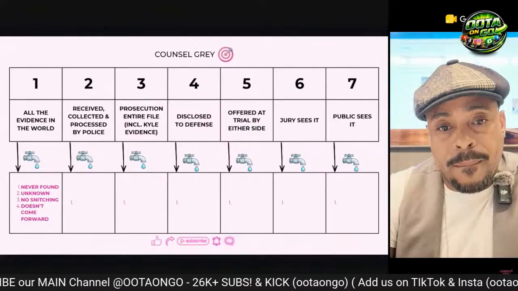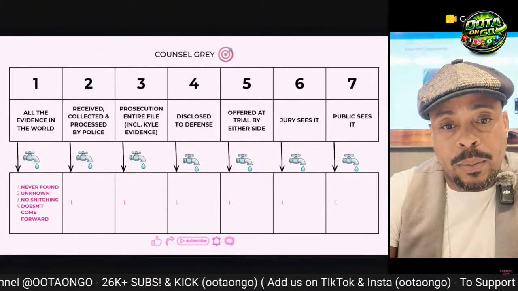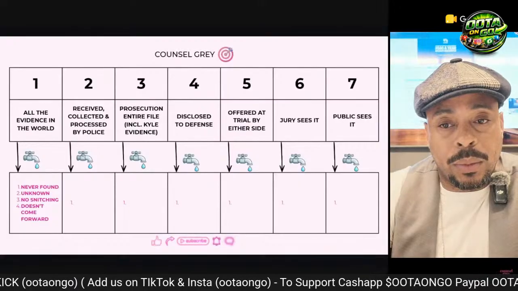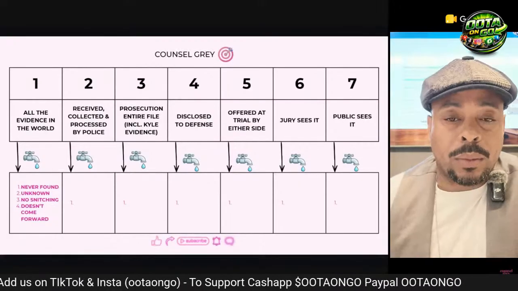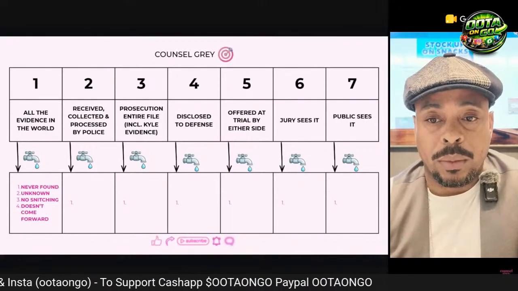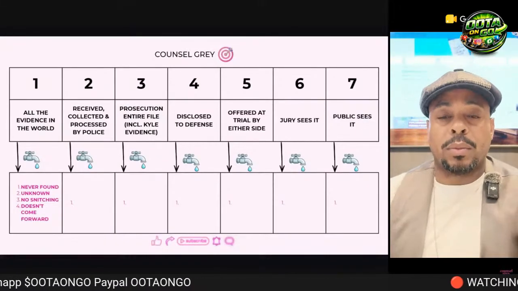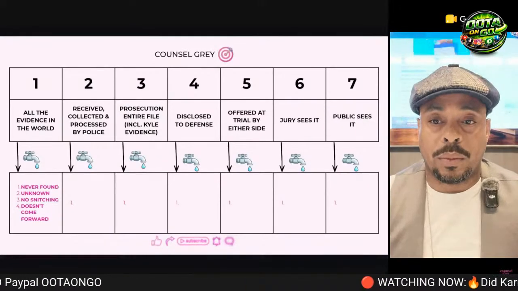Okay. So we started the first phase of evidence, right? It's this big universe of all the possible evidence in the world. 99.9999% of it has nothing to do with this particular case, but there is this body of evidence that exists in the world related to this case. How does that go away?